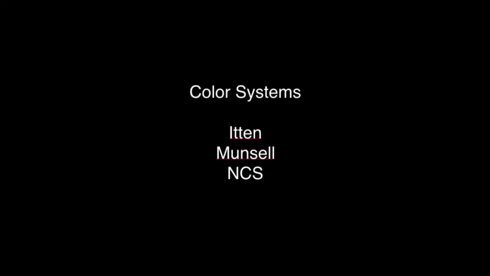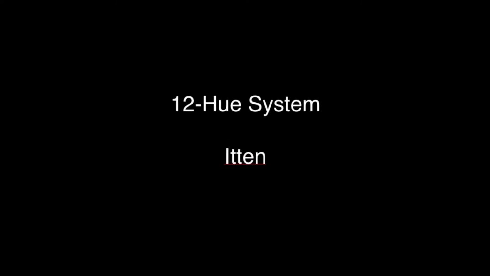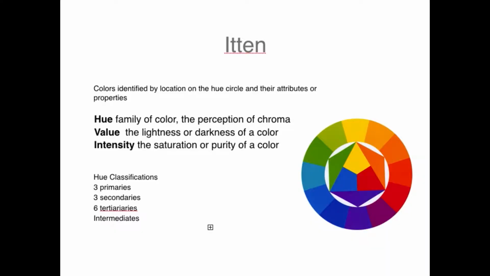So the three systems that I'm going to address here are the 12-hue Itten system, the 10-hue Munsell system, and the natural color or NCS system. So let's look first at the 12-hue system. We know that with Itten he identified colors based on location on a hue circle and also via their attributes or properties. So he identified within each color, it belongs to a hue family, it has a certain degree of lightness or darkness and a certain degree of saturation or dullness.